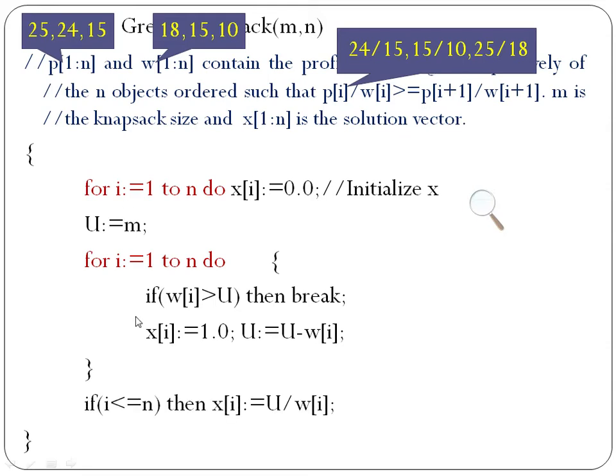Now after that, if I is less than or equal to n, then x of I is equal to u divided by weight of I. It means the remaining size will be filled with the next element or the next object. Now this is about the greedy knapsack. Now we will see the implementation part. Before that, we will use this example, where the profit is 25, 24, 15 and weight is 18, 15, 10. So now we will see the implementation part.